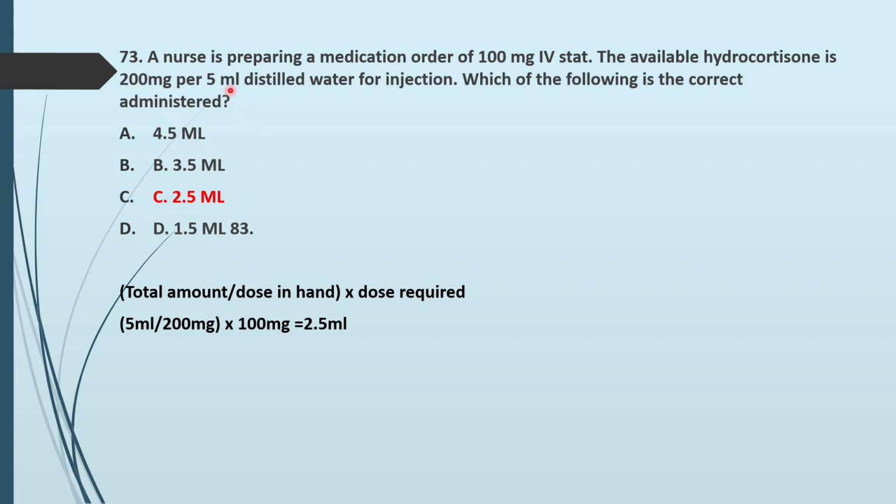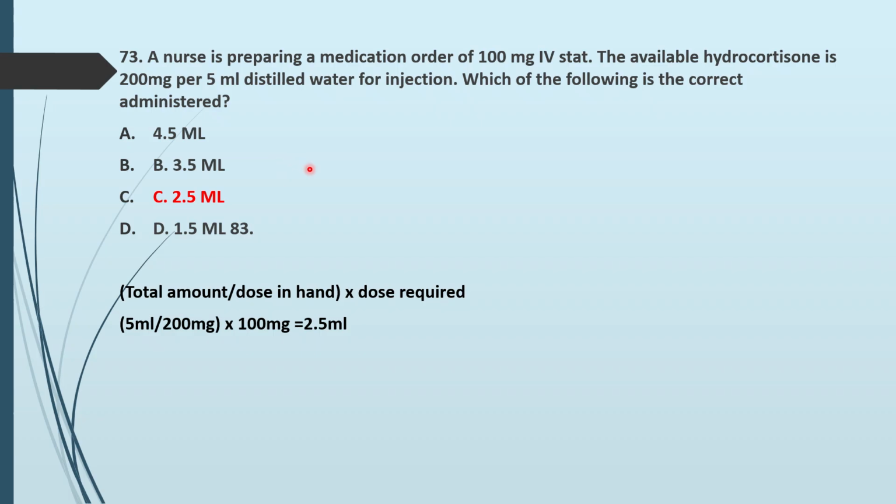Going to the next question. A nurse is preparing a medication order of 100 milligram IV stat. The available hydrocortisone is 200 milligram per 5 ml in distilled water dilution, right? Which of the following is the correct dose to be administered?